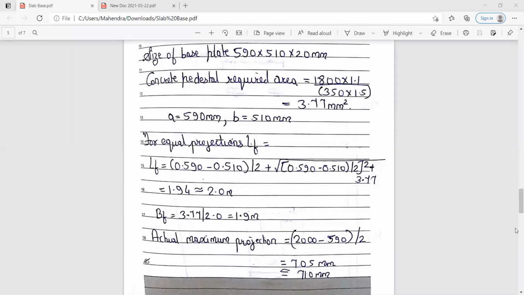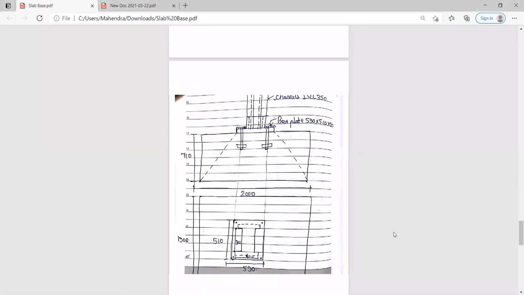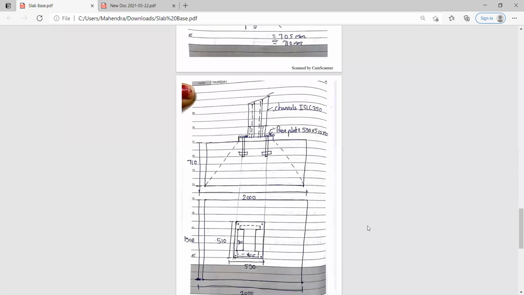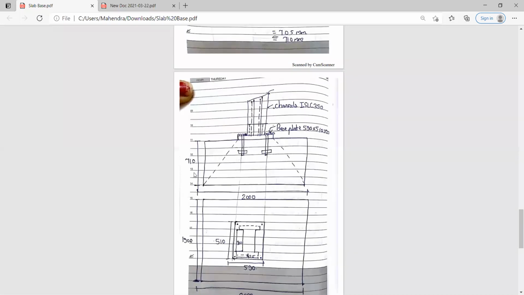So as you can see, this is your channel section, that is ISLC 350. I hope the diagram is visible to everyone. Then here, what is attached is nothing but the base plate, and this is your size, that is 710 and 1900, and this is again your size, that is 590 by 510 of the base plate, and the 2000 that you had considered, that one.